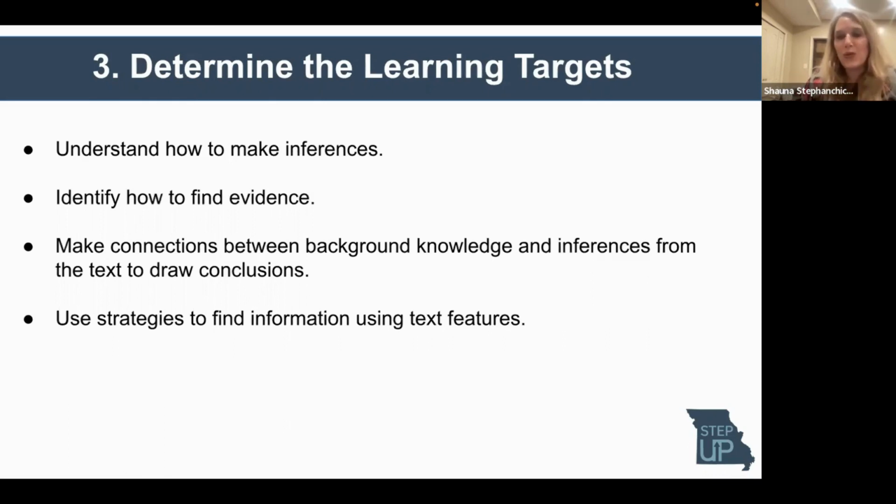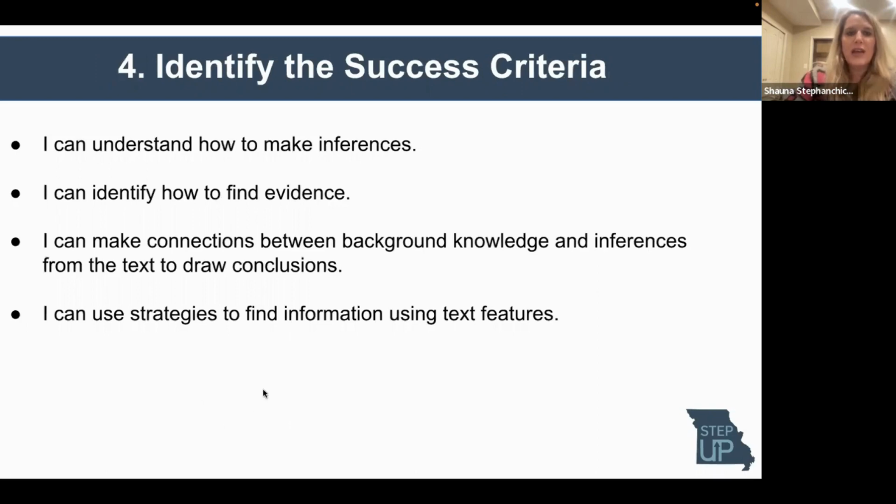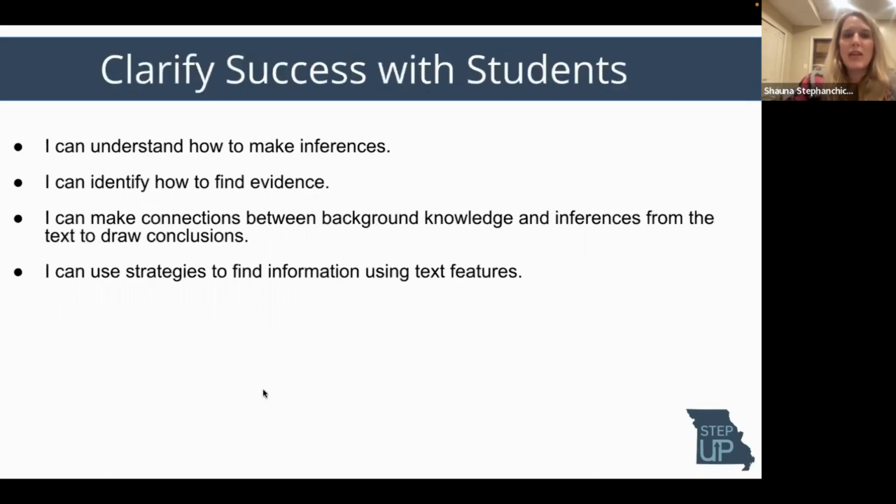So steps 1 through 3, sorry, teachers, it's all you, right? Before we communicate it to students, we have to understand the progressions ourselves. We have these targets and success criteria in mind, and then we can clarify with students. I just turned it into I can language, right? Which we do a lot in our work. I can understand how to make inferences. I can identify. We're creating those success criteria.